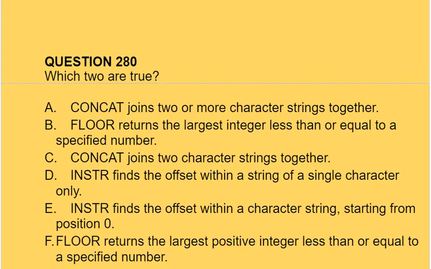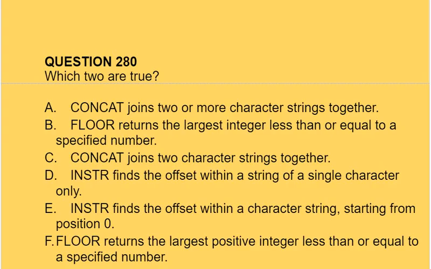Question: which two are true? Option A: CONCAT joins two or more character strings together. Option B: FLOOR returns the largest integer less than or equal to a specified number. Option C: CONCAT joins two character strings together. Option D: INSTR finds the offset within a string of a single character only.